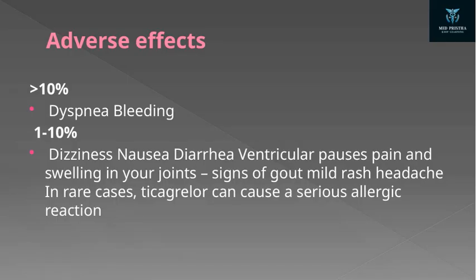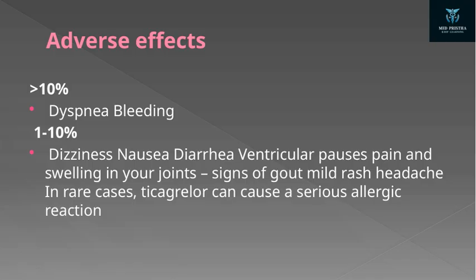Let's talk about some of the adverse effects associated with this medication. For those effects that occur in more than 10% of patients, dyspnea and bleeding are the most common. Dyspnea, or shortness of breath, can be uncomfortable but is usually manageable. Bleeding, on the other hand, is a more serious concern and requires careful monitoring. Now, for side effects that happen in about 1 to 10% of patients, we see dizziness, nausea, diarrhea, and ventricular pauses. These are important to watch for, as they can impact your daily life or indicate more serious issues.